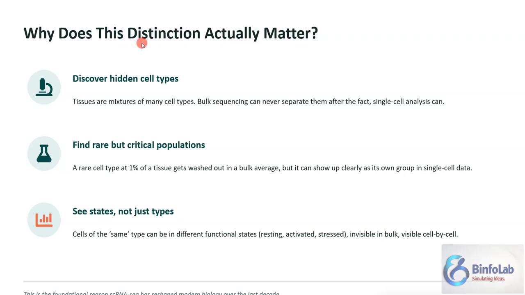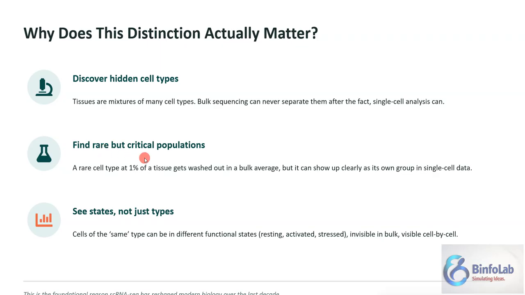Why does this distinction actually matter? So, first of all, discover hidden cell types. Tissues are, as I mentioned earlier, mixtures of many cell types. Bulk RNA sequencing can never separate them after the fact. Single cell analysis can. So this is one of the aspects of why single cell RNA sequencing is better than bulk RNA sequencing.